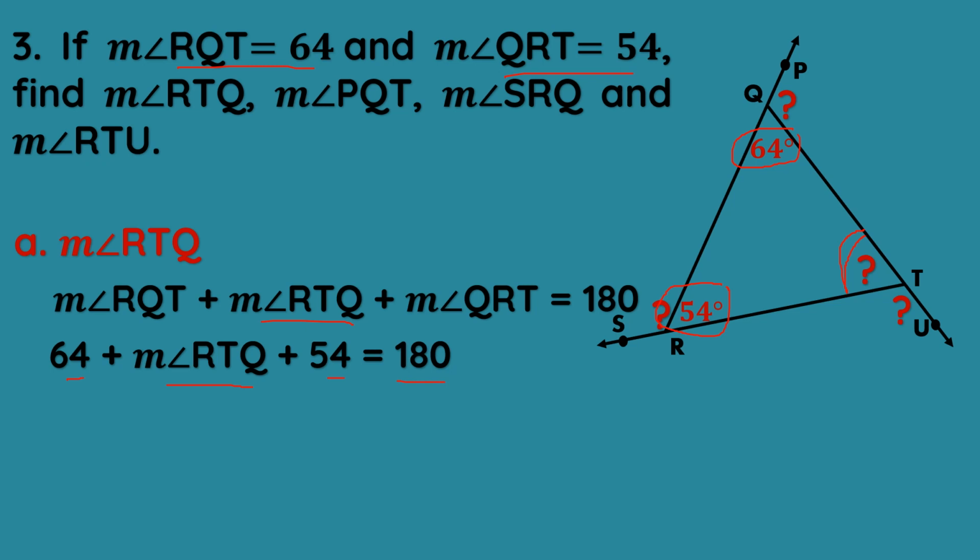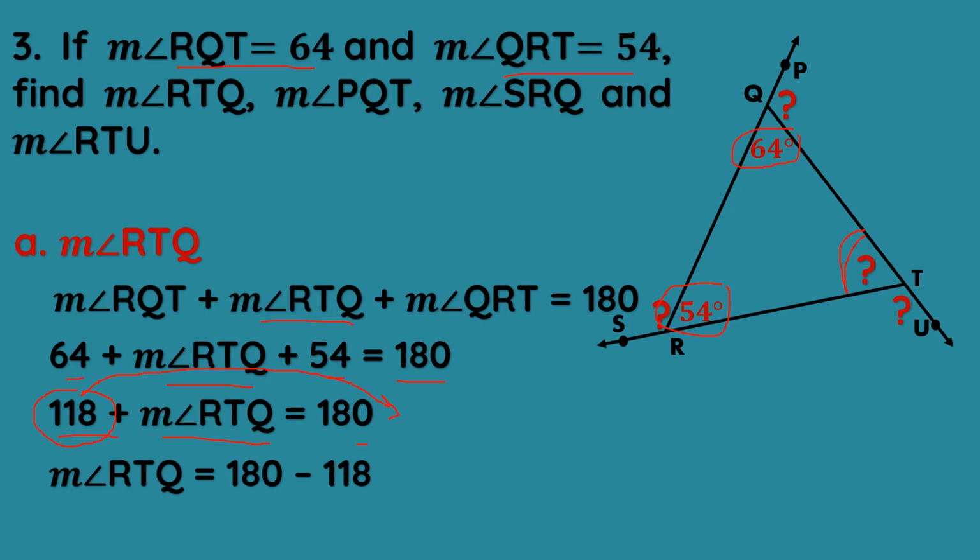Adding 64 and 54, the sum is 118. Copy the measure of angle RTQ, and we equate it to 180. Then by the addition property of equality, or by transposition, we transfer 118 to the right. It becomes negative 118. Then we get the difference, and our answer is 62. So the measure of angle RTQ is 62.